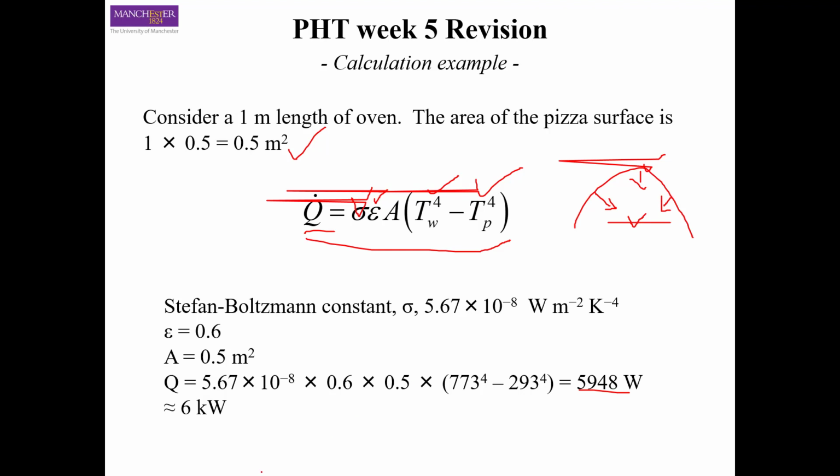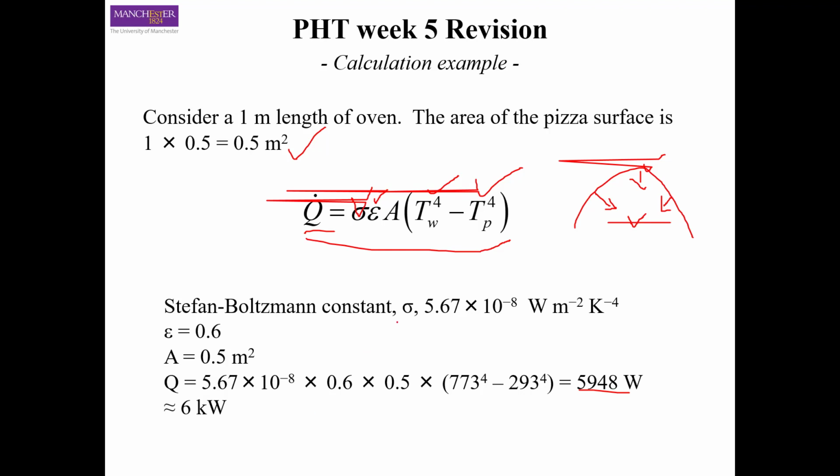We can also, for example, calculate how long it will take to cook the pizza. If we take this rate of heat transfer and multiply it by some time, we can calculate how much heat it takes to cook the pizza, and how long it will take to get to that heat.